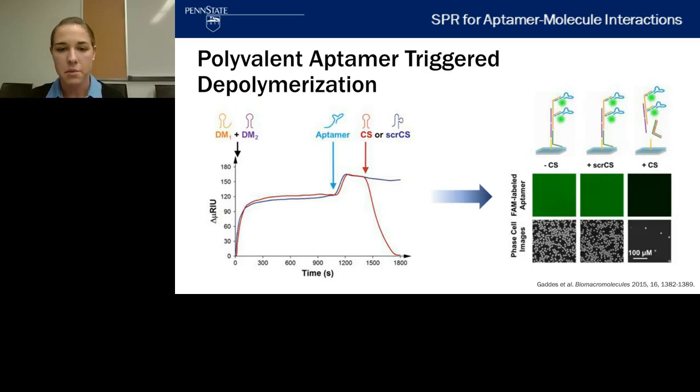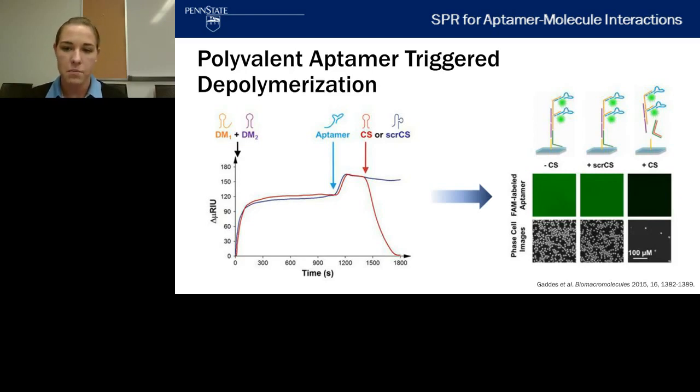However, when this complementary sequence is scrambled, we can see that the mass does not significantly decrease. So we can see that the complementary sequence is specific for this system. When we look at the figure on the right, we can see that when our aptamers are labeled with a fluorophore, our DNA polymers can be shown as a fluorescent image, and that cells can be captured.